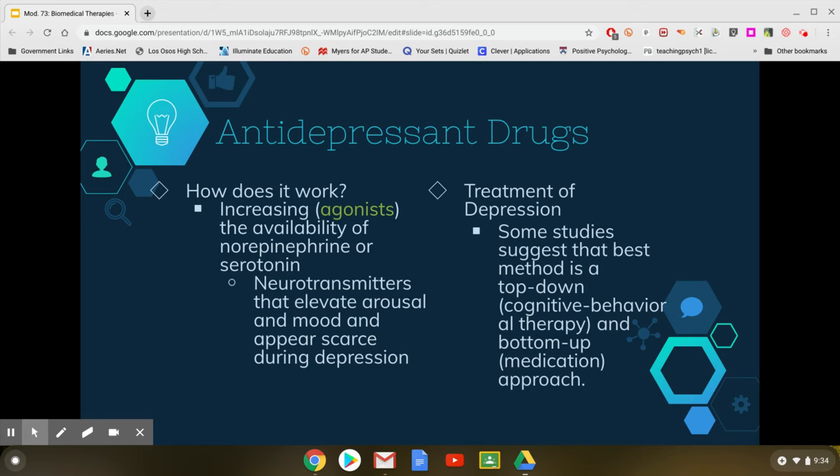So, very rarely will you see someone who has depression who is only given a medication. Most likely, it's some sort of biomedical therapy along with some sort of psychotherapy like cognitive behavioral therapy, or CBT. Some studies suggest that the best method to treat things like major depressive disorder is using combinations. So, this, remember, is an eclectic approach, where we're coming from a top down approach using something like cognitive behavioral therapy and a bottom up approach with something like medication.